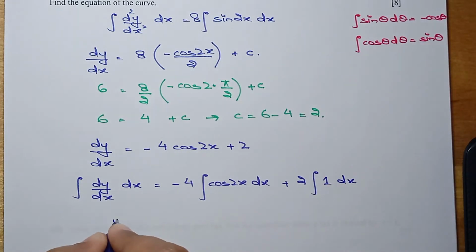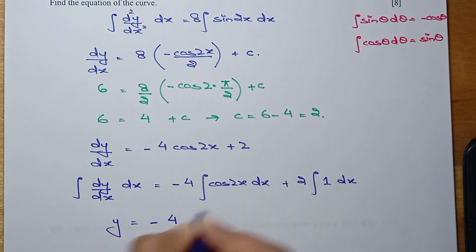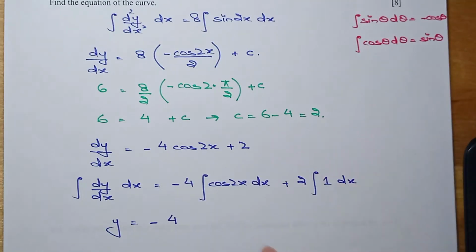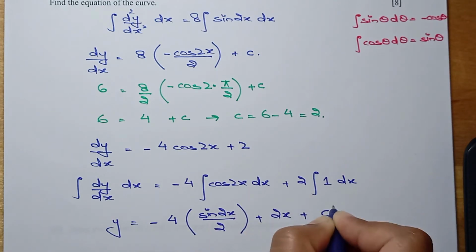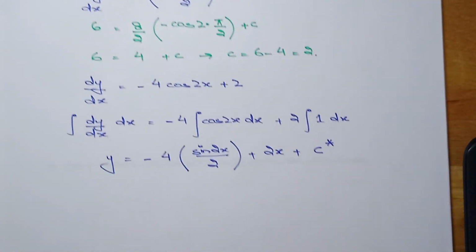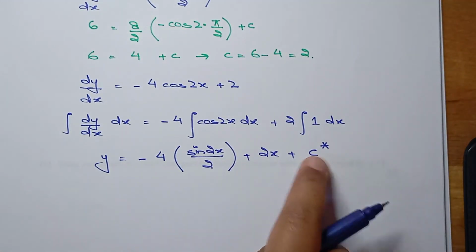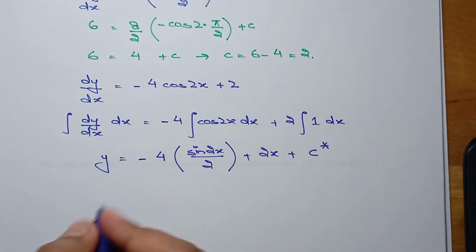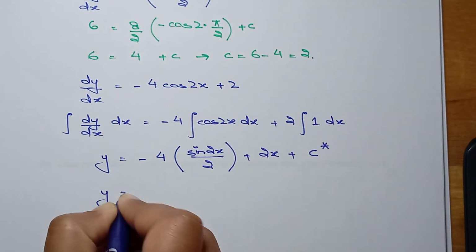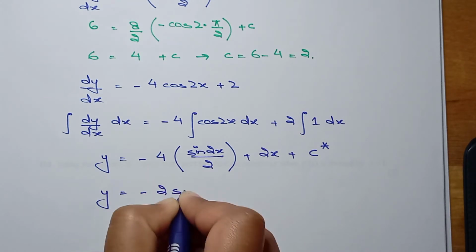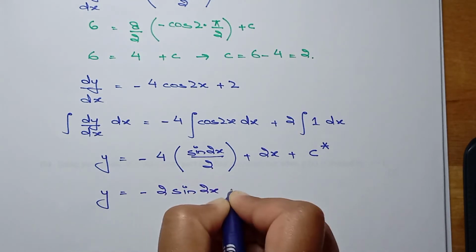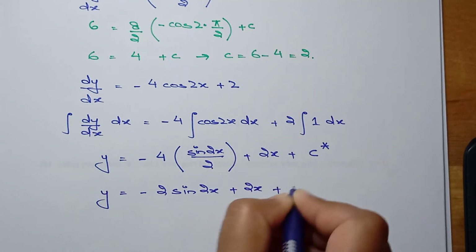We have y over here, we have minus 4, cos integration is sine, it is just sine 2x over 2, plus 2x plus some constant, like c star. I can say constant this time. We can find the value of the constant by using the given condition, but first let me rewrite it into the simplest form. 2 times 2 is 4, so minus 2 sine 2x plus 2x plus c star.